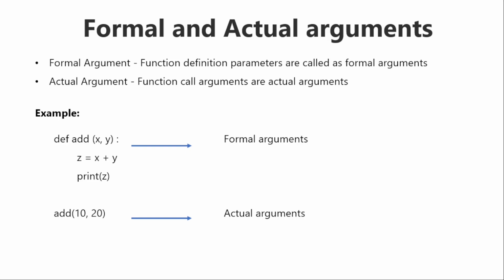During a function call, we will pass some arguments. Those are called actual arguments. These are the two simple definitions. So while defining a function, if you pass any arguments, they are called formal arguments. When you are calling a function, if you use any arguments, they are called actual arguments.